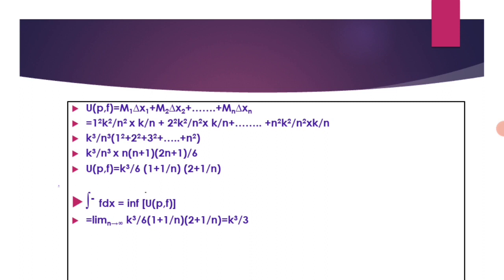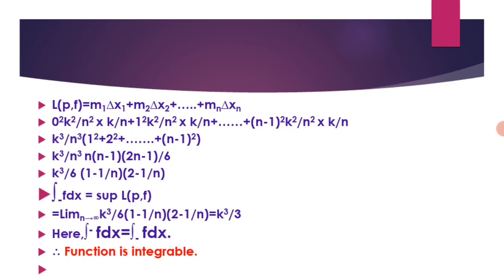Then the upper integral equals the infimum of the upper sum, which equals the limit as n tends to infinity of k cube upon 6 into 1 plus 1 by n into 2 plus 1 by n, which equals k cube upon 3. We have the value of the upper integral here as k cube by 3. Again, for the lower integral, we have to calculate the lower sum value.